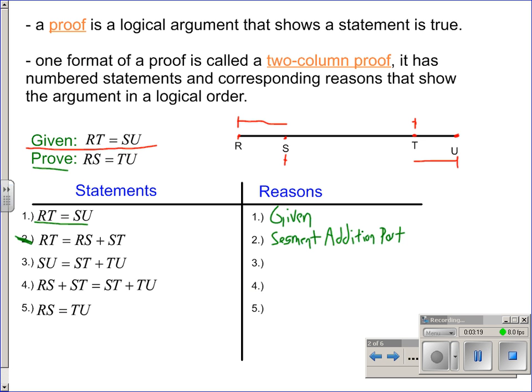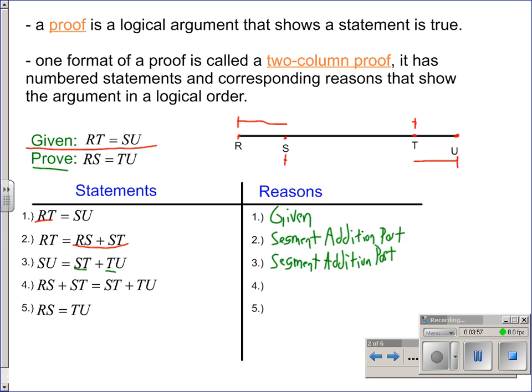And we're doing the same thing for statement 3. Segment SU is segment ST plus TU. So, the reason is the segment addition postulate. All right. Once you get a couple of statements from information in the picture, information from what you're given, then you start putting some things together. Well, you look at statement 1. It says RT equals SU. In statement 2, we said that RT equals this.